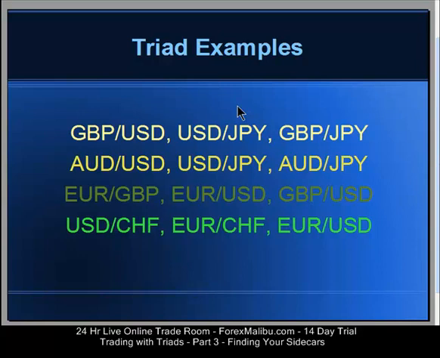So anything that has Aussie dollar, pound dollar, euro dollar, dollar Canada, dollar yen, Canada yen, dollar Swiss, dollar yen, Swiss yen. Okay. Euro pound, you break those up at a dollar: euro dollar, pound dollar. You could also say euro pound, euro yen, pound yen. These are all closed loop triads. Dollar Swiss, euro Swiss, and euro dollar.